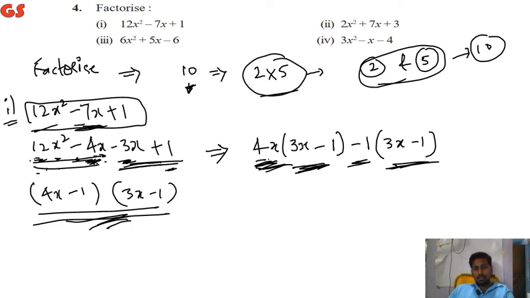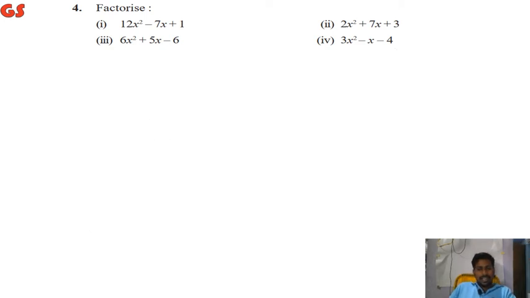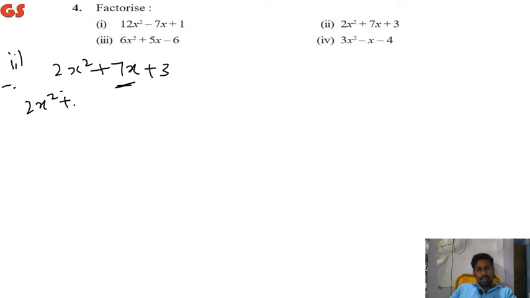So now we go to question number 2. In the second question, we have to do the same. The given polynomial is 2x square plus 7x plus 3. Here you have to take the common term that we can use in this form. So you can write 7x as 4x plus 3x. If you get the same value, then it is okay.